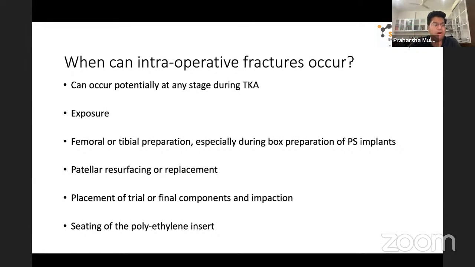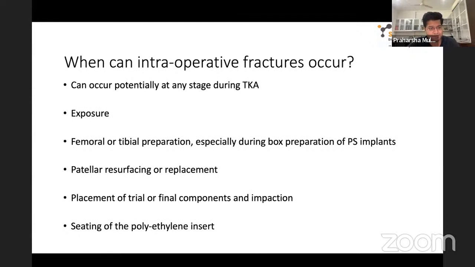When it is completely opposed to the surface of the bone, you can slightly increase the frequency or force. When the implant is not fully seated, do not hit with excessive force. And when you do box preparation for posterior stabilized implants, the apex of the box is very, very close to the metaphyseal flare of the bone on the femur side.